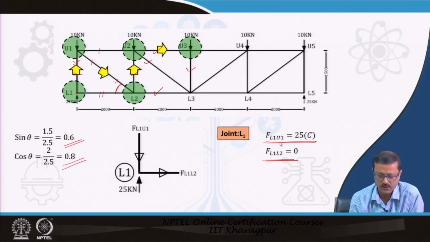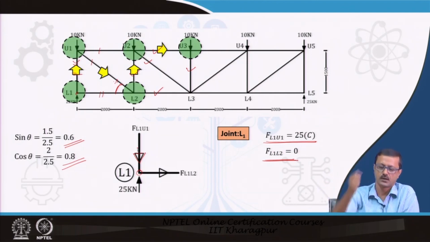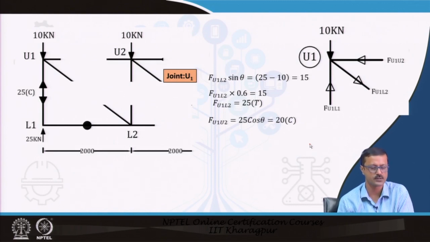Now, why this is compression is that in the free body this particular joint is under compression. If the force is towards the joint, that means the joint will be under compression. So, we will write it as a compression because in the force diagram it looks like a tension. So, you do not have to confuse in that way.